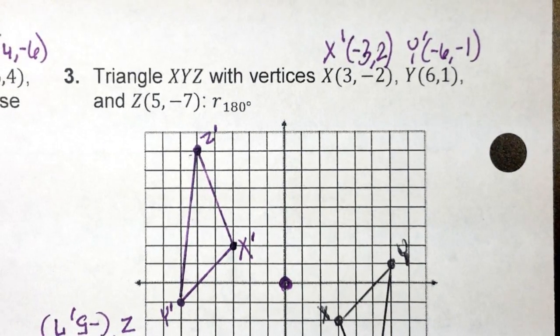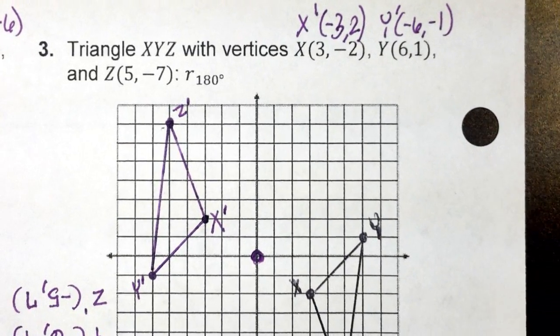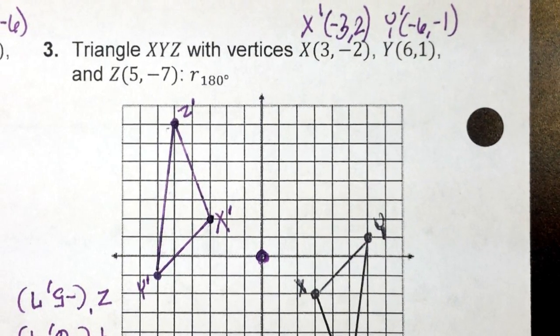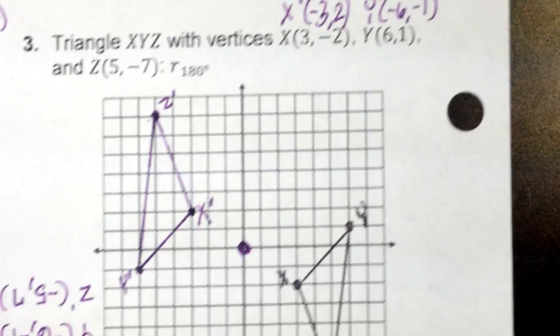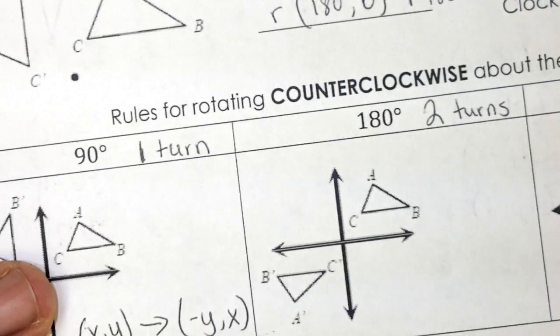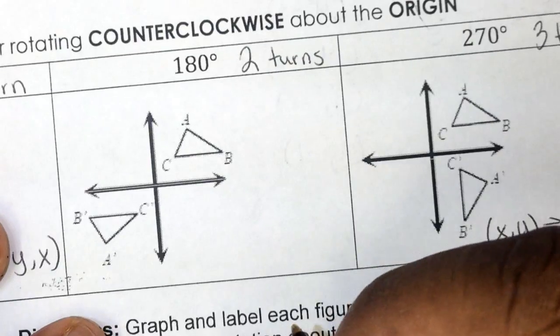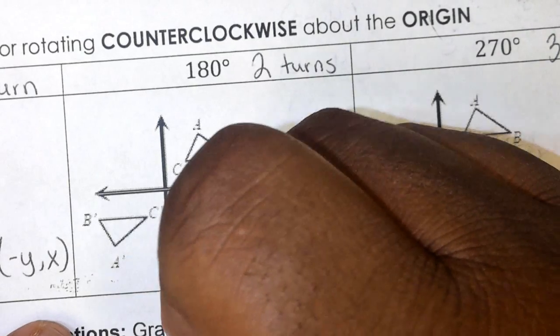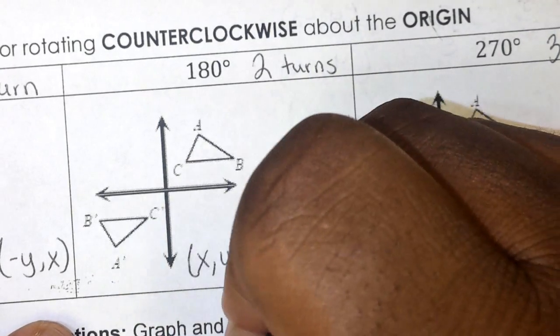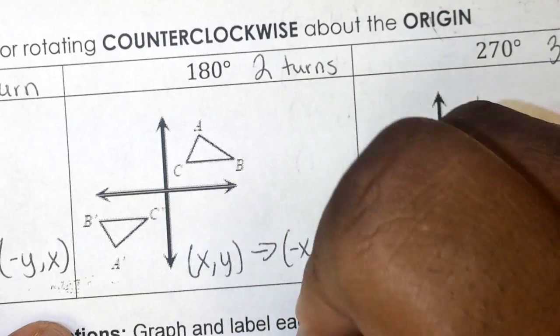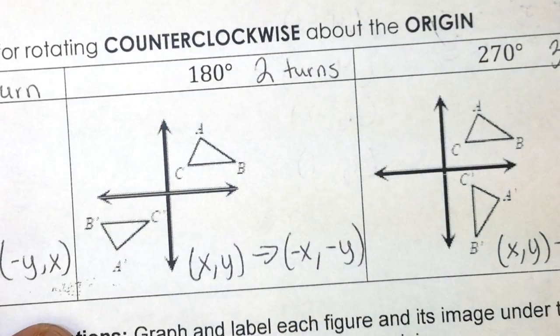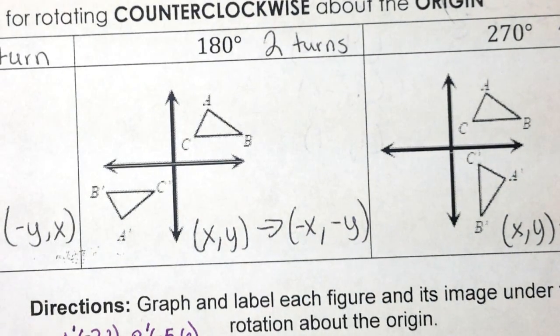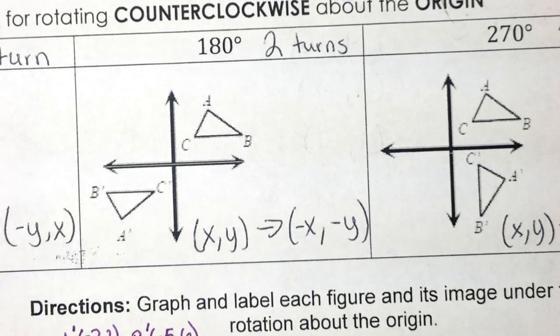Say it louder, Jayla. Yeah, the signs just changed. That's literally all that happens for a 180. 180 is the easiest one. All you do is change the signs on your coordinates. So 180, and this counts for counterclockwise and clockwise, X, comma, Y maps to a change in X, a change in Y. That's the 180 rotation rule.